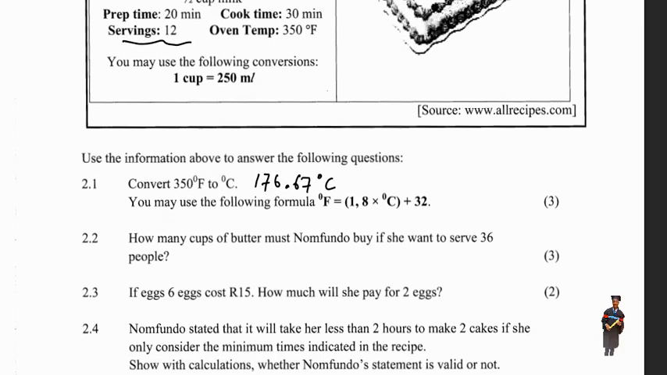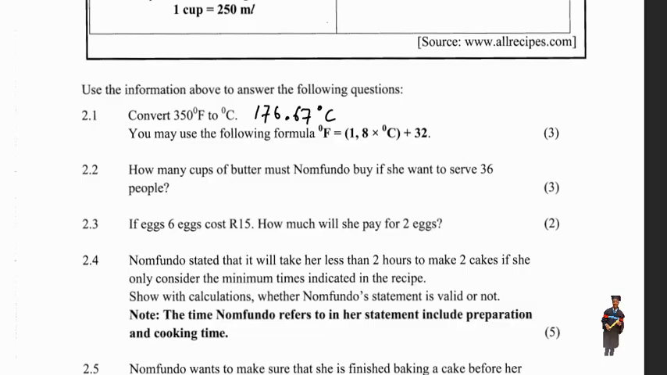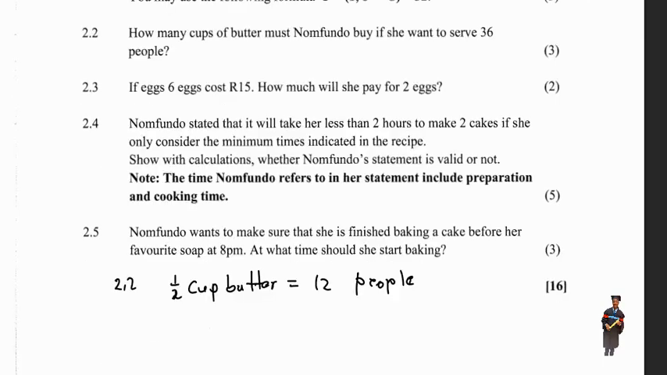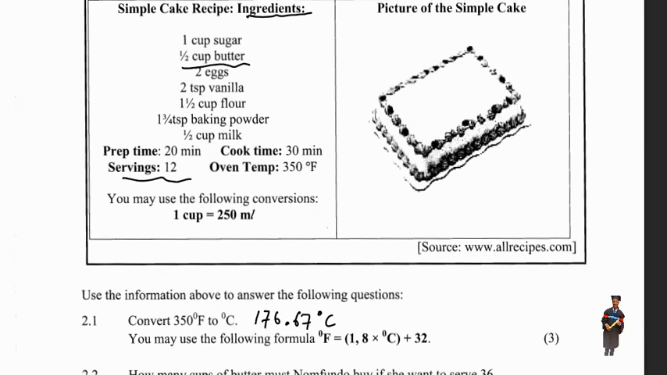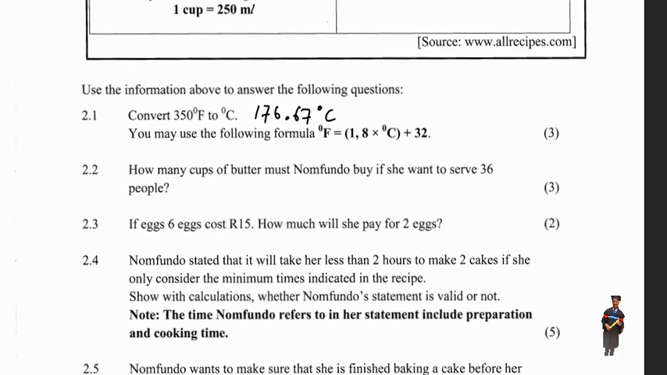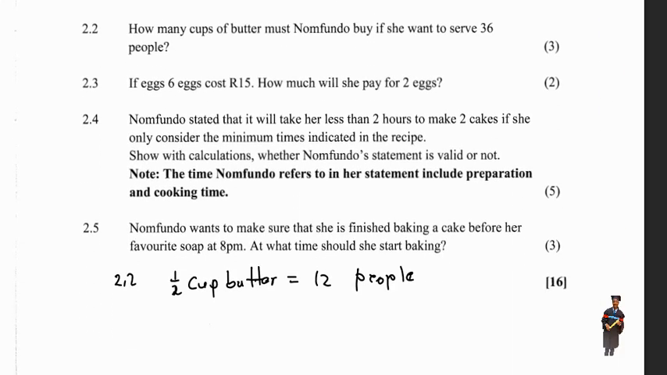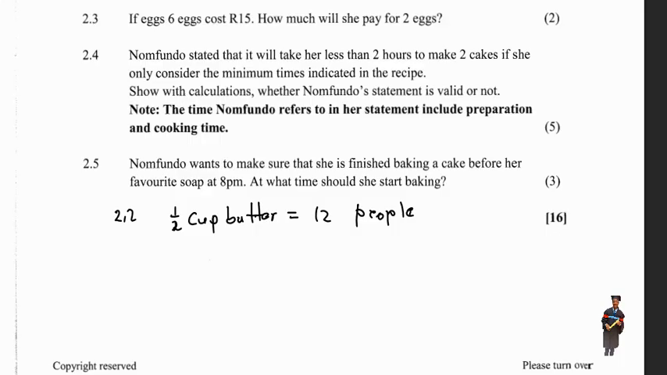We can make our own equation out of this, which will say 1/2 cup butter is equal to 12 people. Okay, sikuthatha kuphi lokho? We are given that the cake serves 12 people, and half a cup of butter was used. Okay, so now we want to serve 36 people. So we can use cross multiplication. You can use another method. It's up to you.